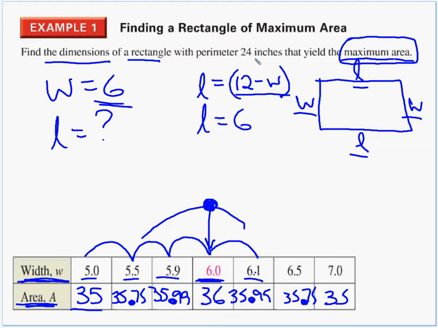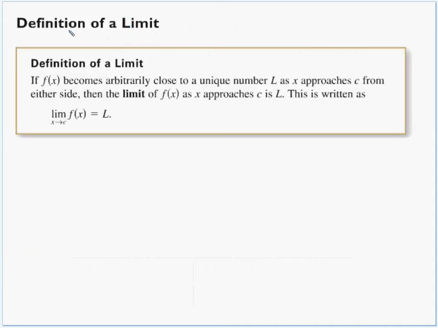So if we have 24 inches of perimeter to work with and we want the most area, a 6 by 6. Actually, it would be a square, well, I guess a square is just a special rectangle. All right. Definition of a limit.